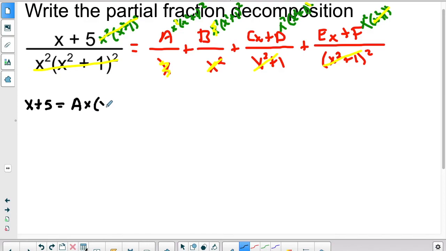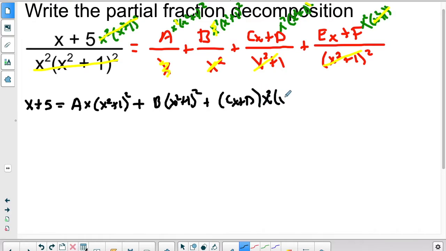ax times (x squared plus 1) squared, plus b times (x squared plus 1) squared, plus (cx plus d) times (x squared plus 1), plus (ex plus f) times x squared. Now we're going to multiply through and simplify stuff down on the right side.